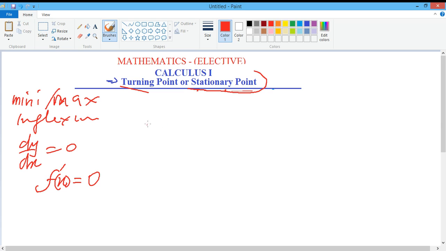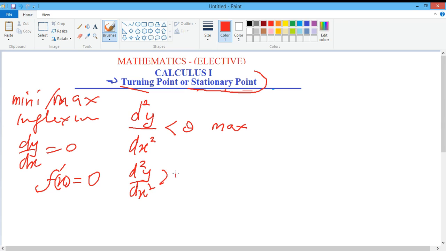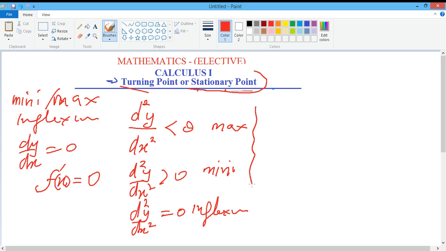Today too, we have learned that there's something called a second derivative. Those who didn't come to the Scholars Campus Vacation School, those who came, we taught them the second derivative is this. And the second derivative is used to test the nature of the turning point. When it's less than 0, negative, we have maximum. When d squared y over dx squared is greater than 0, that's where you have minimum. And when it's exactly 0, you have inflection.